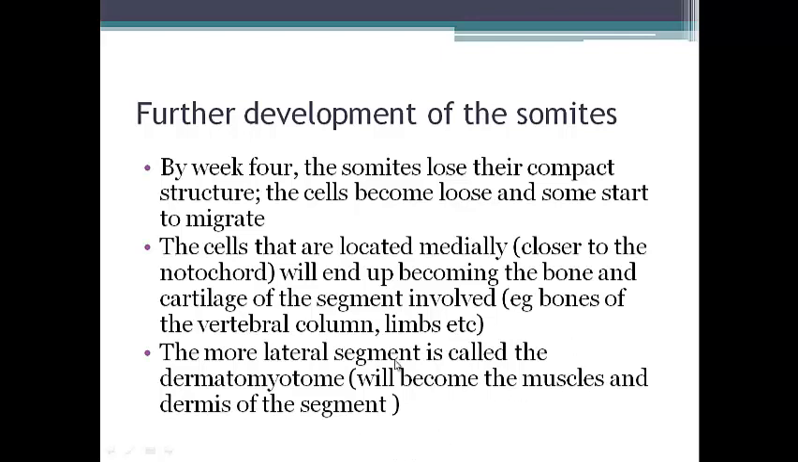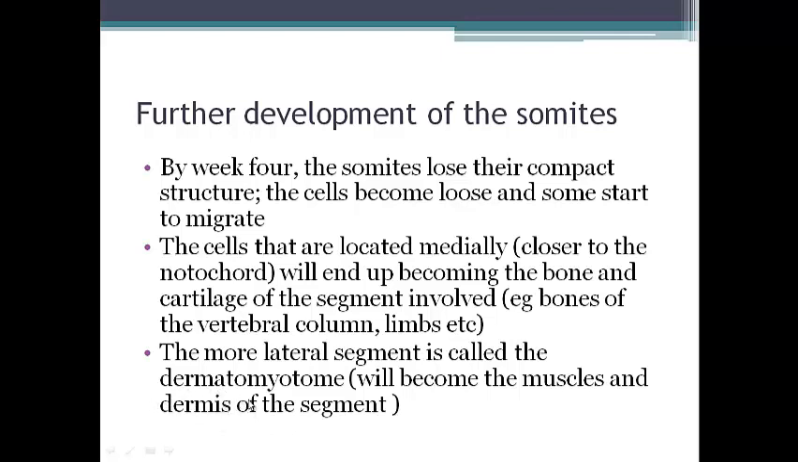The population of cells that are located laterally, meaning that they are further away from the notochord and closer to the surface of the body, is called the dermatomyotome or the dermomyotome. These give me the muscles and dermis of that segment. So the dermis is the inner layer of the skin.